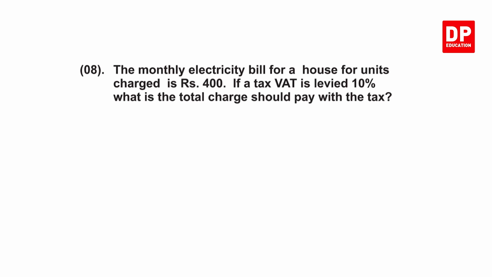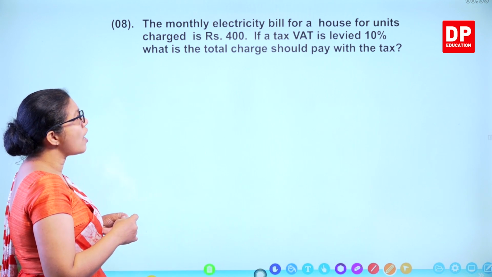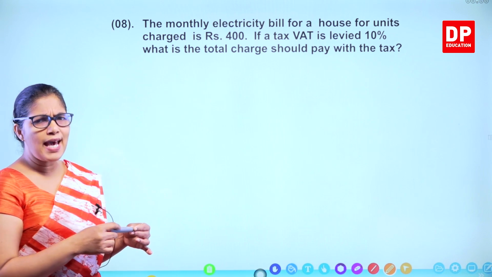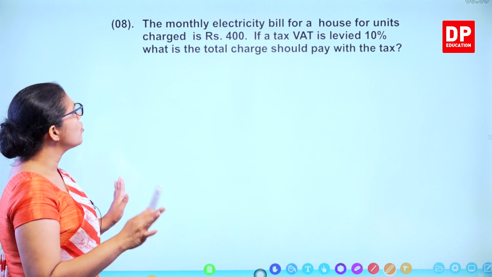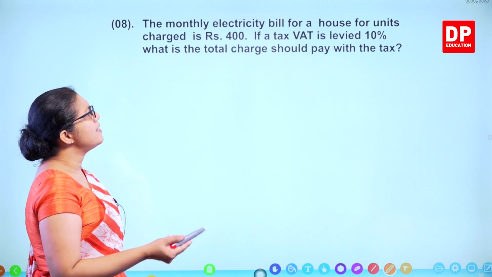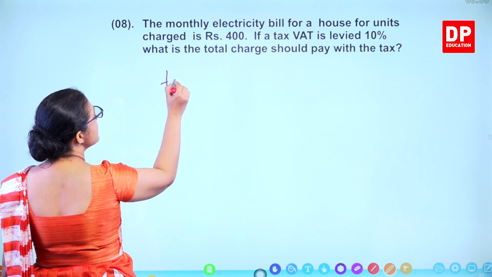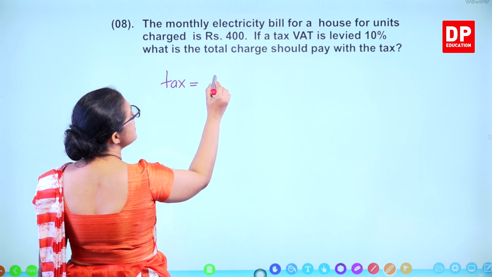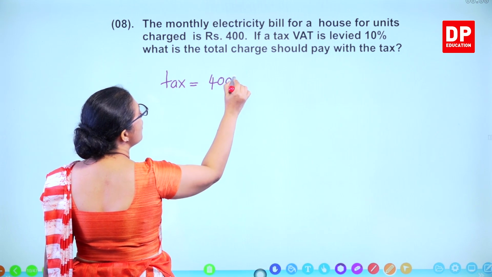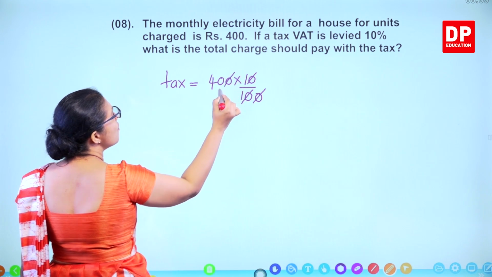Question number 8. The monthly electricity bill for a house for units charged is 400 rupees. If a VAT tax is levied at 10%, what is the total charge? You should pay with the tax. So you can do it 2 ways. First you can find out the tax separately and add it to that amount to get the total charge. So we'll first find the tax. That's 10% of the value. 400 into 10%. So what's the value? 40 rupees.